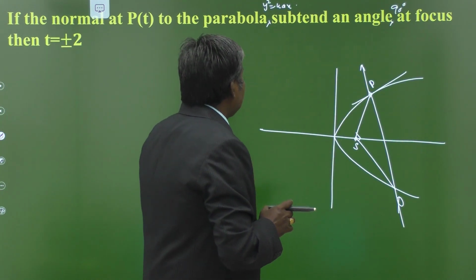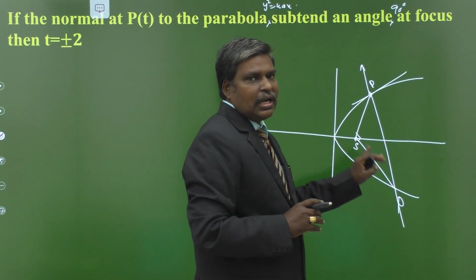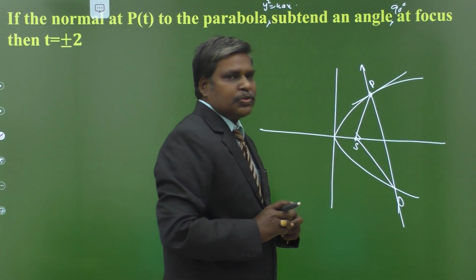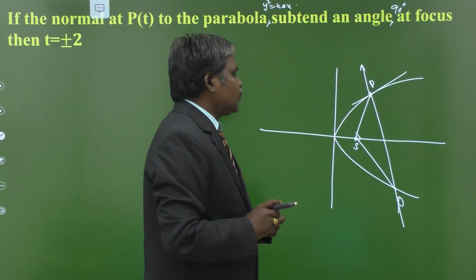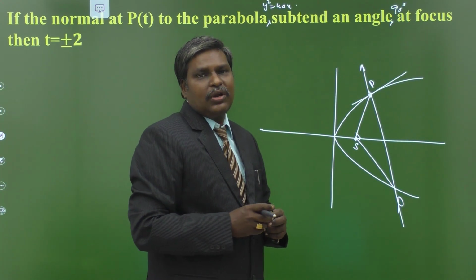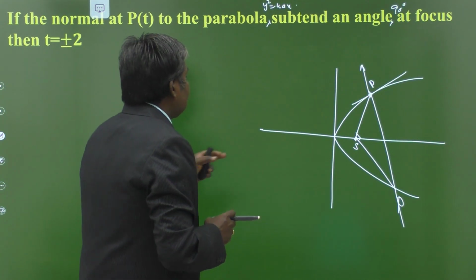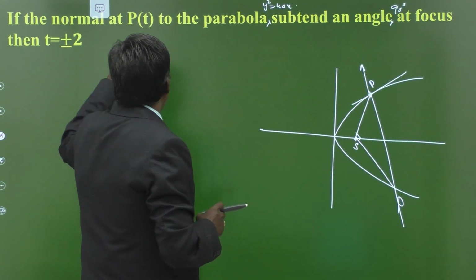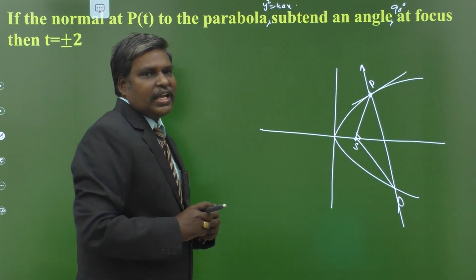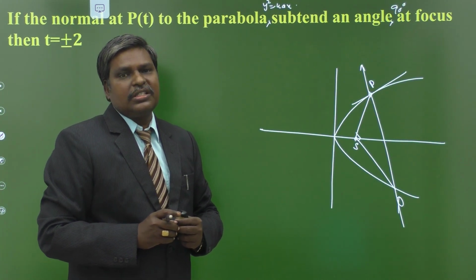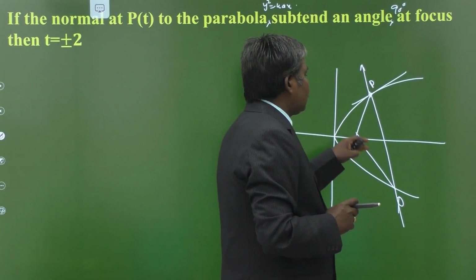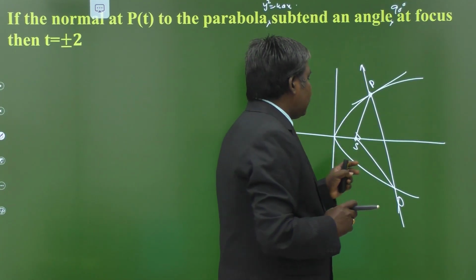So, you may shift the origin to the focus, or find the other extremity, find their slopes and make their product minus 1. Whether it is possible or not, you have to check. If it is 90 degrees, then the product of slopes is automatically minus 1. Then from that you can calculate the value of T as plus or minus root 2. So the second method I think is very easy for you. Then shifting the origin and then homogenizing.